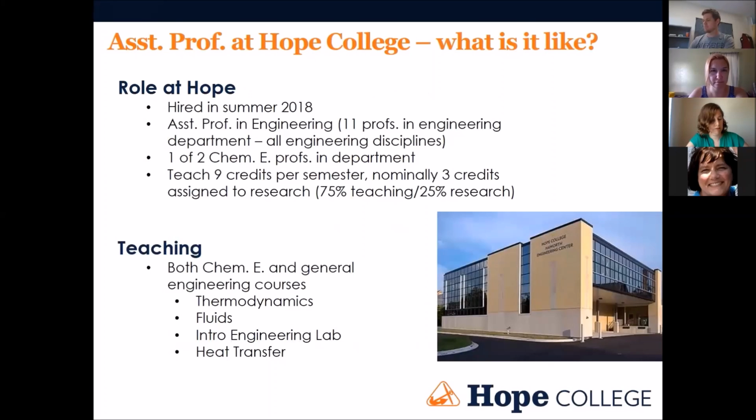I was hired at Hope in 2018, so I have just 2 years experience teaching there. I'm one of 11 professors in engineering, and one of only two chemists. A full-time load is 12 credits. I have a one course release for research, so I'm nominally 75% teaching, 25% research. And because there are only two chemists and only 11 engineering profs total, I teach courses both chemistry-specific and more general. So I teach across the engineering curriculum, despite the fact that I'm a chemist.